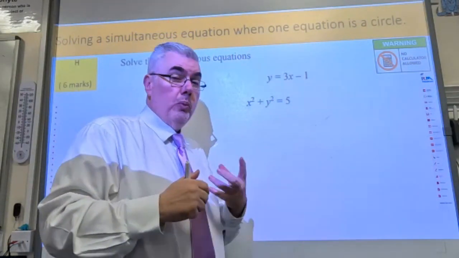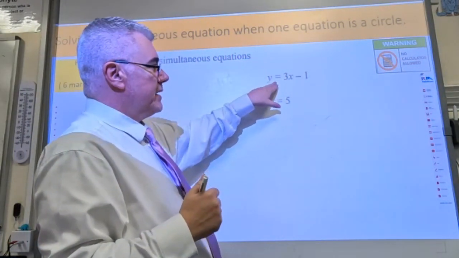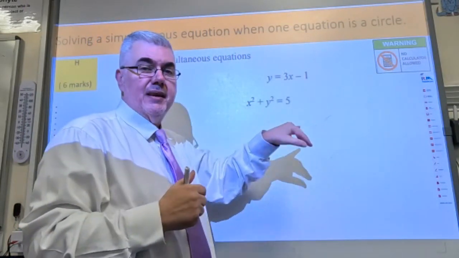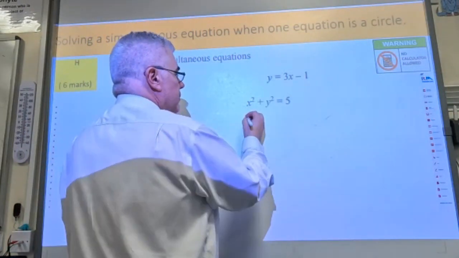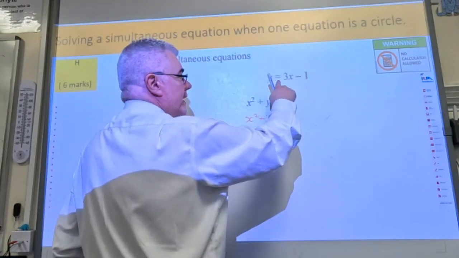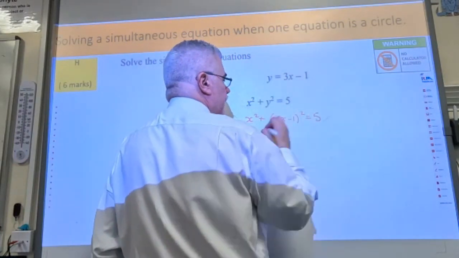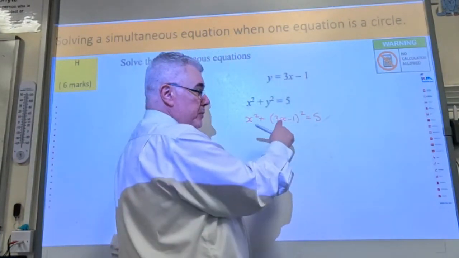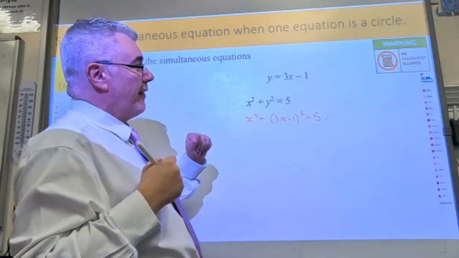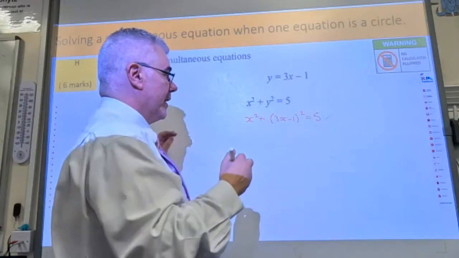Our aim is always to eliminate an x or a y. So I think if I substitute this into my y squared, I'll get an equation that's just got x's and hopefully I can solve that one. So let's give it a go. X squared plus y is equal to this, y squared. I'm left with this. Notice I've only got an equation with x's in. So hopefully I can expand this and then I can rearrange it and hopefully factorise to get an answer.